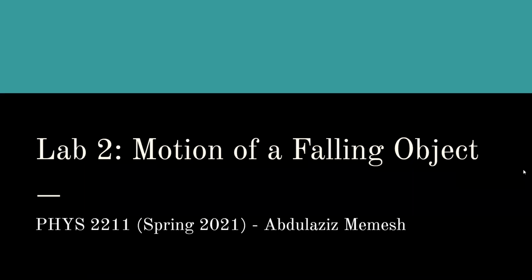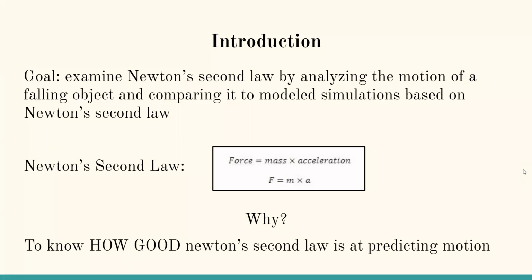Hello, this is Lab 2, Motion of Falling Objects. In this lab, we're going to examine Newton's second law by analyzing the motion of a falling object and compare it to modeled simulations based on Newton's second law. Newton's second law states that the acceleration of an object is directly proportional to the force and inversely proportional to its mass. And by the end of this lab, we want to know if Newton's second law is good or not at predicting the motion of a falling object.